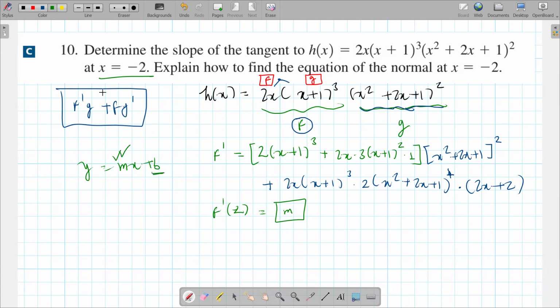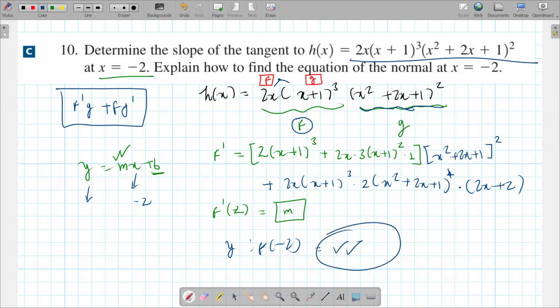To find the b value, we've done this before. We have the x value -2. We need to find the y value. So to find the y value, you would find f of -2, not f prime of -2, but f of -2. You'd plug -2 in here. That'll give you the y value. You have the y, you have the m. Plug it in here like we did in the first question today to find the y-intercept for the final answer.